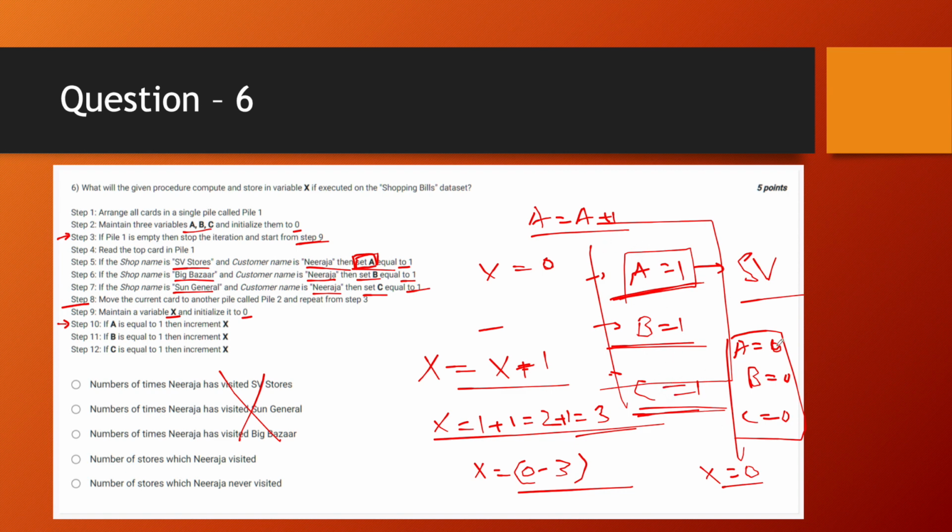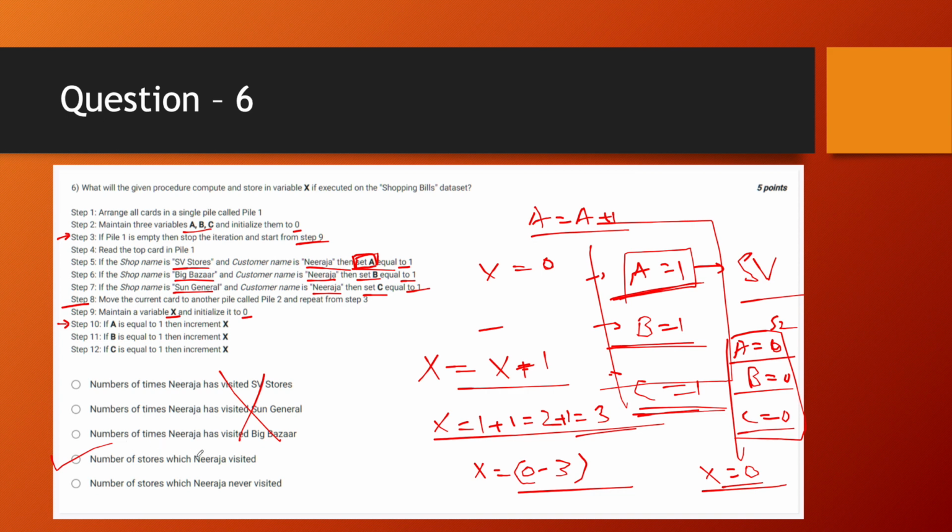Let's say in scenario 2, what we saw was she had neither visited SV stores, nor Big Bazaar, nor Sun General, in which case the value of x was 0, which means that x is actually counting the number of stores that she has visited. So as you can see, your correct answer is actually option number 4.